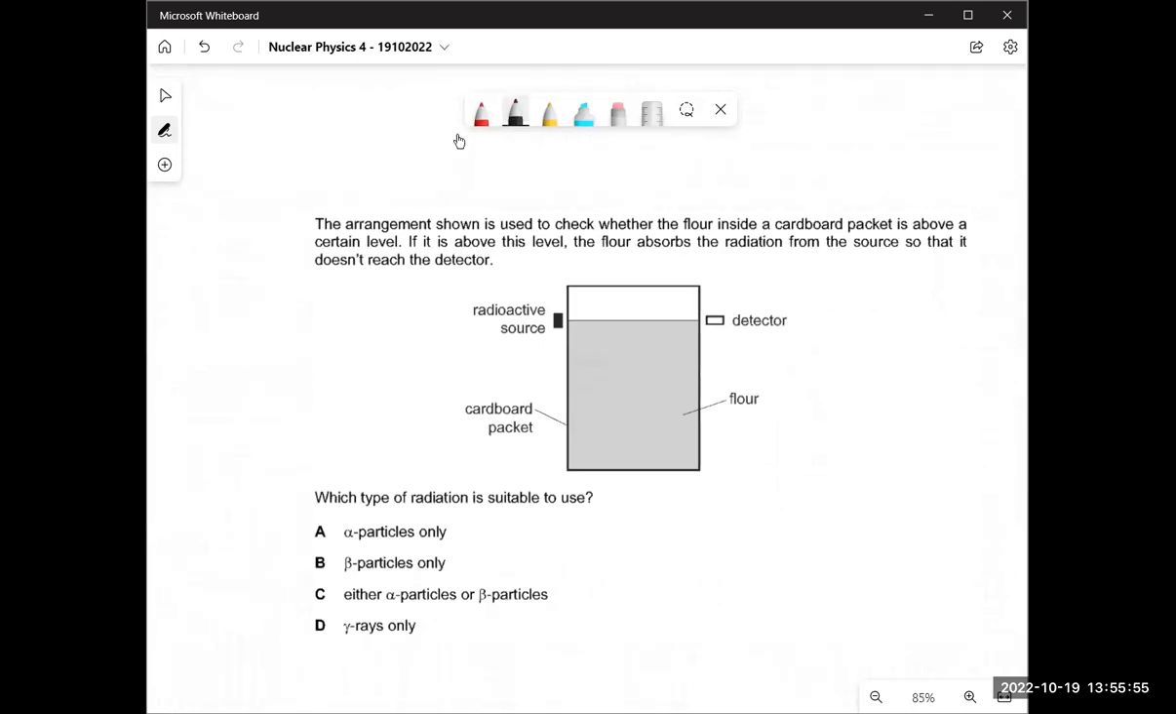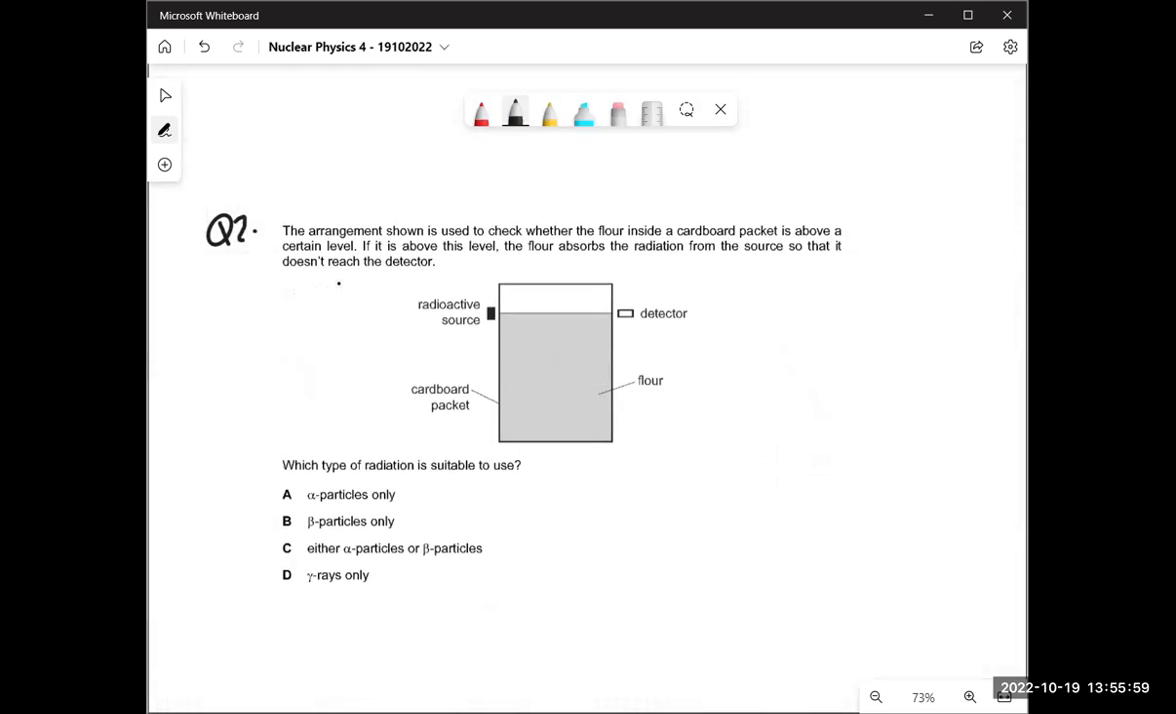Now, Anas, Ayan, read the question. The arrangement shown is used to check whether the flour inside a cardboard packet is above a certain level. If it is above the level, the flour absorbs the radiation from the source so that it doesn't reach the detector. Which type of radiation is suitable to use?